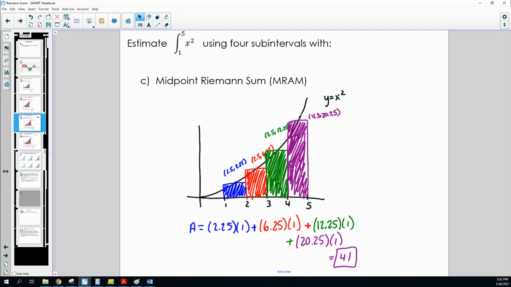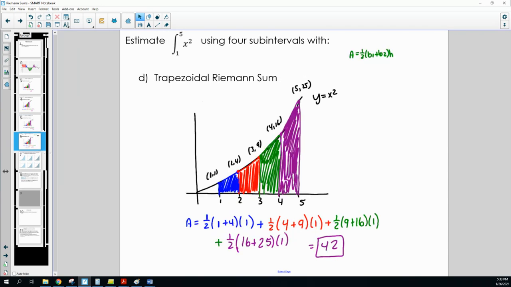So they kind of almost cancel each other out a little bit, and it's getting more accurate. And then the last type of Riemann sum we have is the trapezoidal Riemann sum. And this one looks like it's pretty accurate because there's not that much white space left around. It's not really hanging over and it's not too much under.